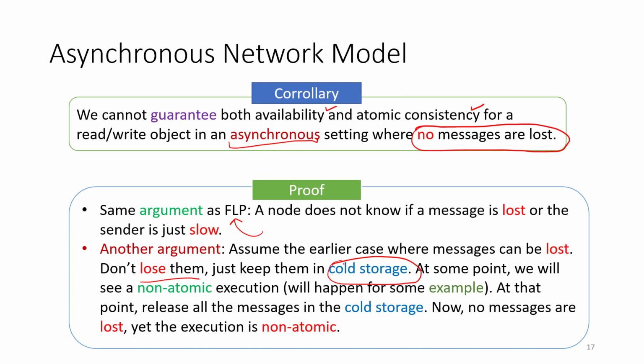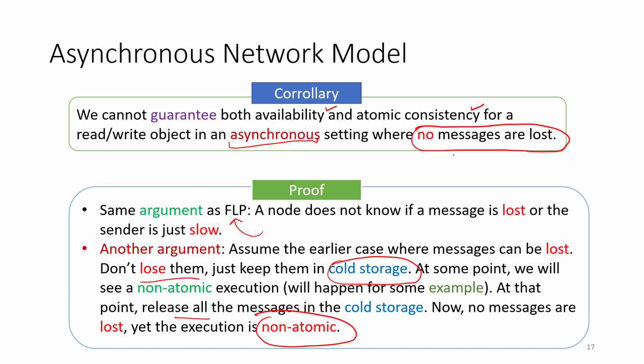At some point from the proof, we will see a non-atomic execution. For some example, we will see a break in atomicity. At that point, release all the messages in the cold storage. So as far as we are concerned at this particular point, when all the messages have been released and also delivered, no messages are lost because the cold storage is empty and every message is accounted for. But we have still seen a non-atomic execution. So no messages are lost, yet the execution has still been seen to be non-atomic.